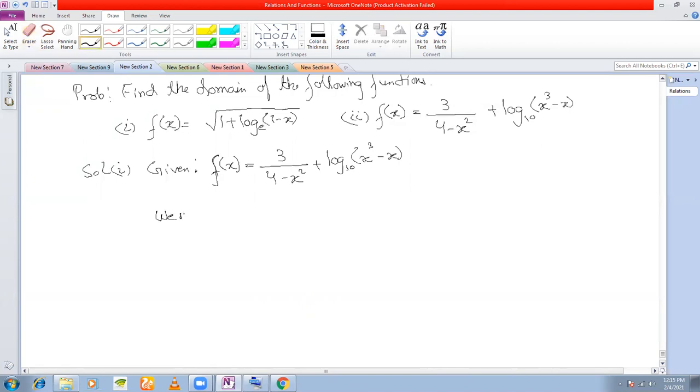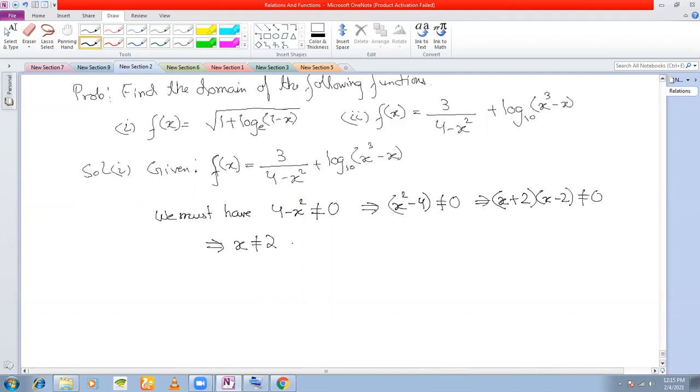So we must have 4 minus x square is not equal to 0. That means x square minus 4 cannot be equal to 0. If you factorize this, it will come to x plus 2 into x minus 2 cannot be equal to 0. That means x is not equal to plus 2 and x is not equal to minus 2. So x cannot take the values plus 2 and minus 2. This is the first restriction.